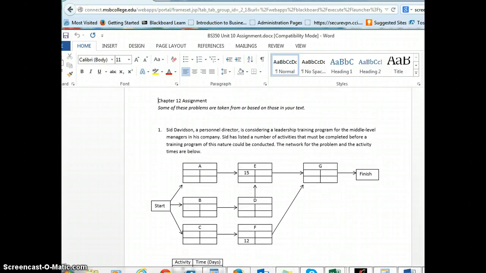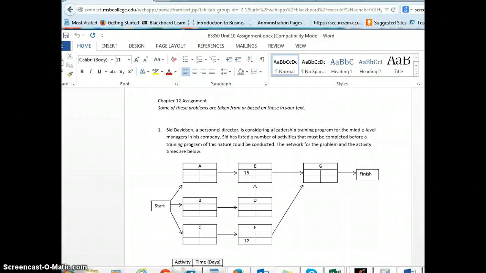So as you're reading through chapter 12, there is an example of a problem just like this that starts on page 465 and continues through 469, and it walks you through step by step how to find the early start, early finishes, late start, late finish times. Those definitions and instructions are outlined specifically on page 466. It tells you what the earliest start time is, what the earliest finish time is, what the latest start time is, and what the latest finish time is for each activity.